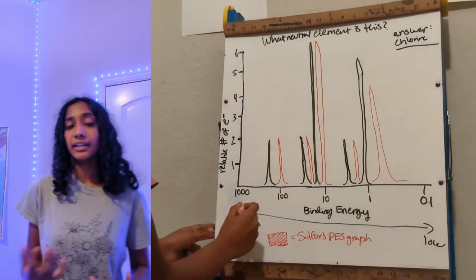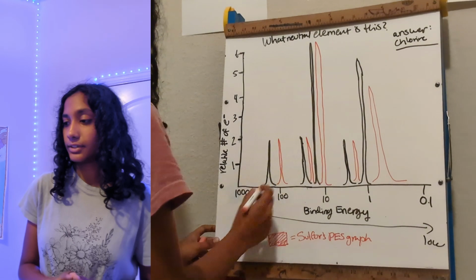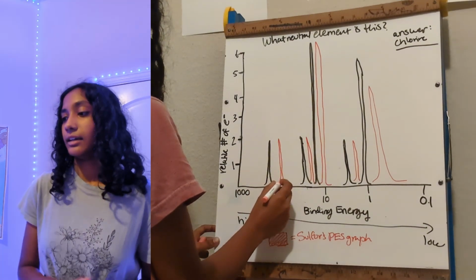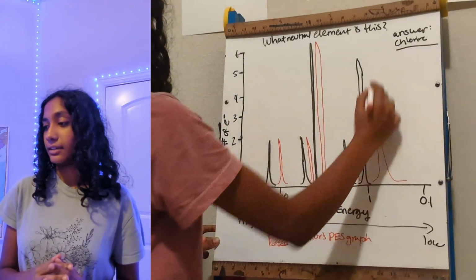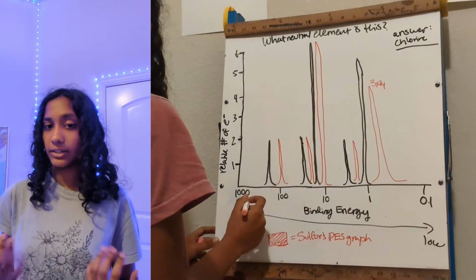On this graph, binding energy decreases as you go to the right, so all the peaks for sulfur's graph would shift to the right. Sulfur only has 4 3p electrons, so its 3p peak would only show 4 electrons instead of 5.